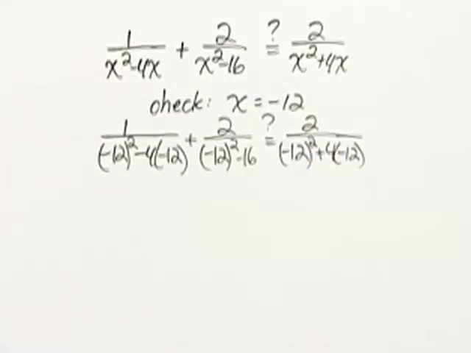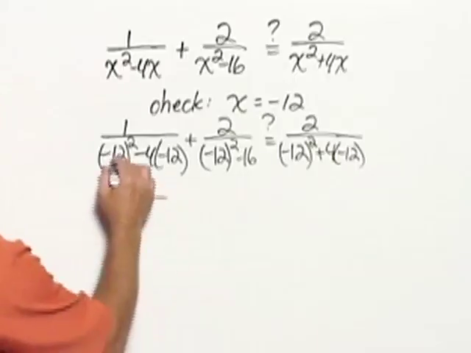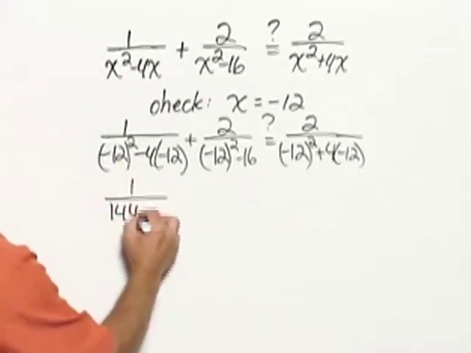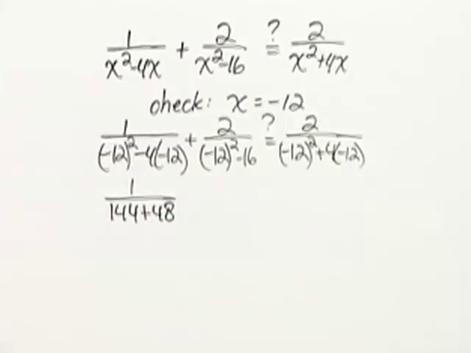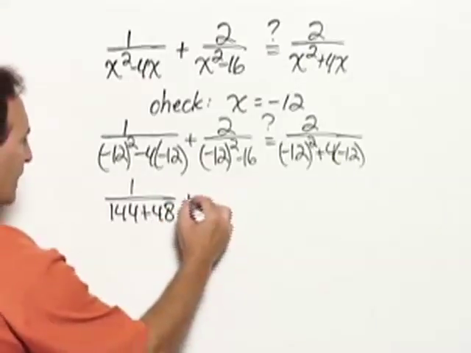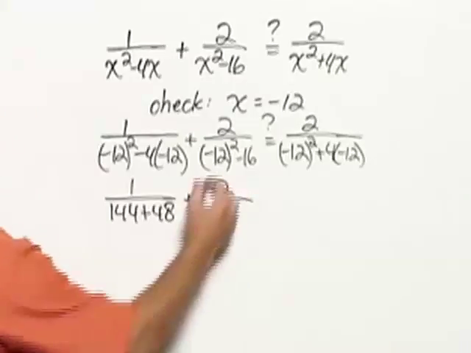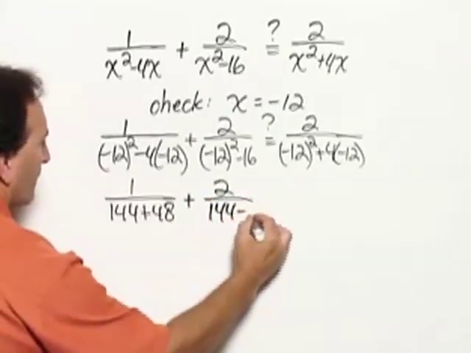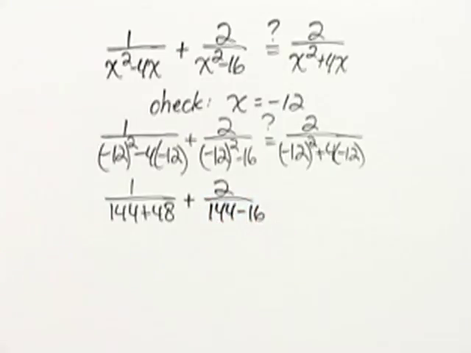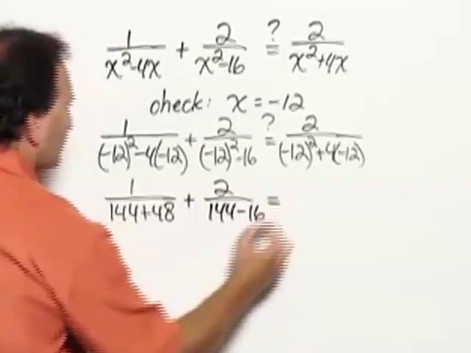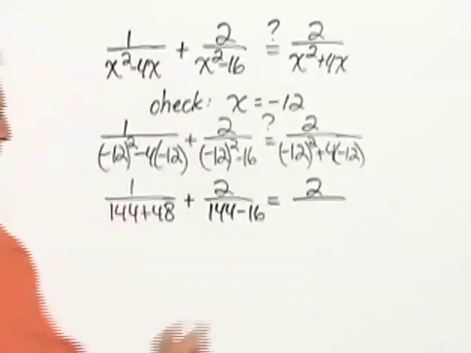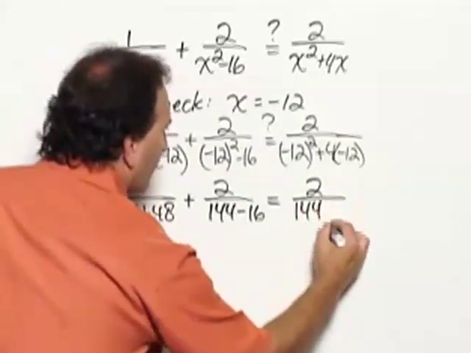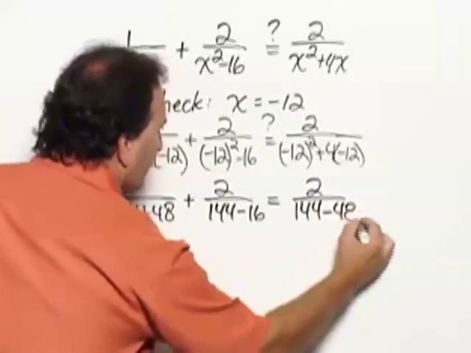All right, so let's simplify this. We have 1 over 144 plus 48. Then we have plus 2 over 144 minus 16. And then on the right-hand side, we have 2 over 144 minus 48.